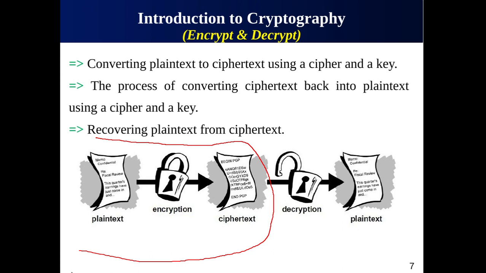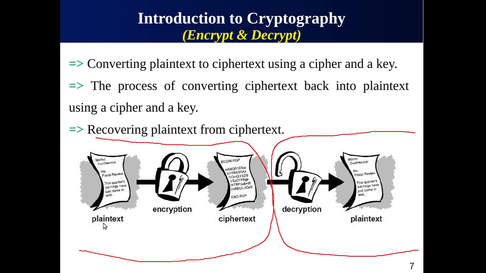On the other side, we have decryption. Now, what is decryption? Decryption is actually the opposite of encryption. It is also known as decipherment, decipher, decoding, etc. When you retrieve or recover the plain text from the ciphertext, that process is known as decryption or decipherment.